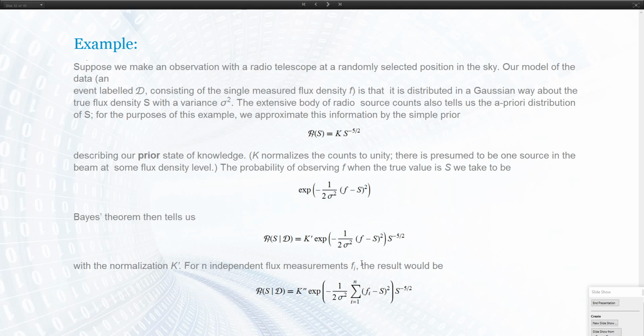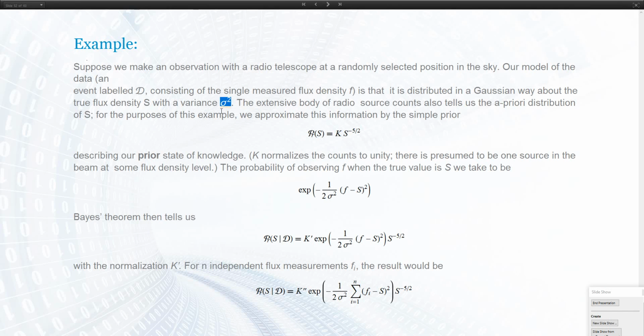Let's say you observe with a radio telescope at some randomly selected positions on the sky for whatever reason. And you expect to measure some radio fluxes. And your expectation is that these measurements should be distributed in some Gaussian way about some true flux density with a variance of sigma squared.